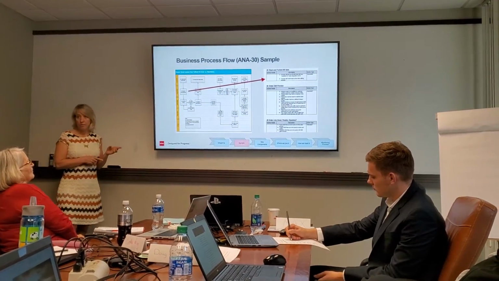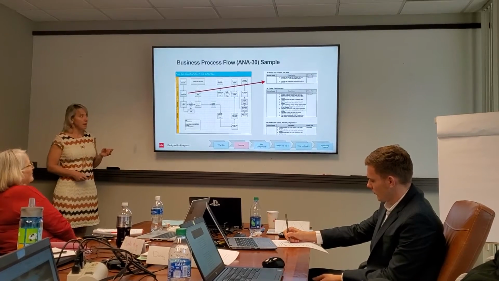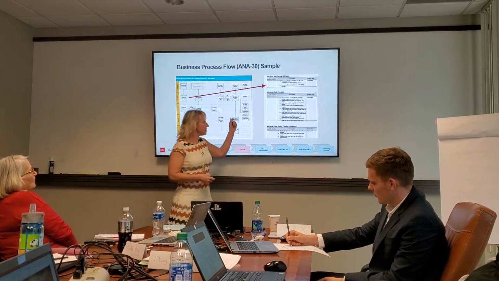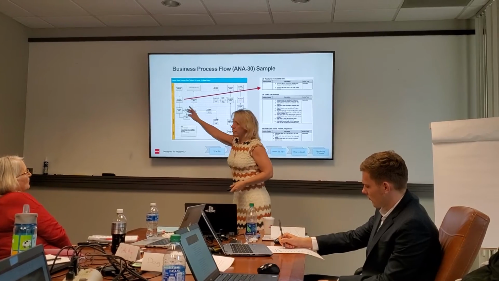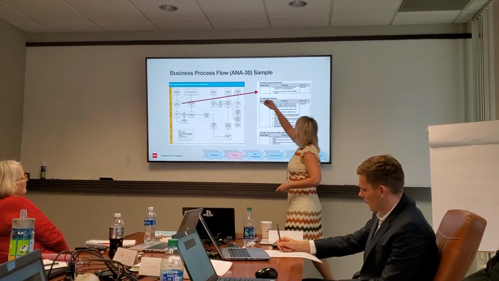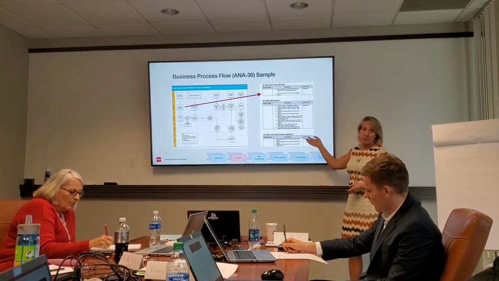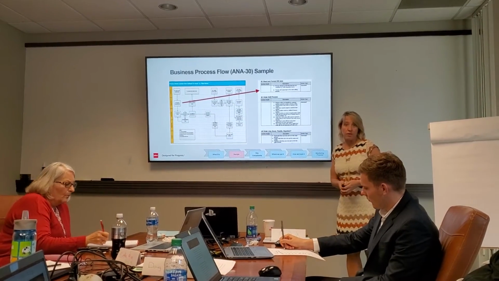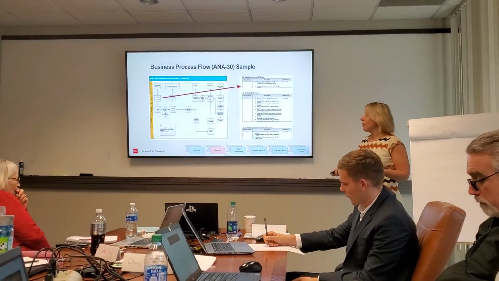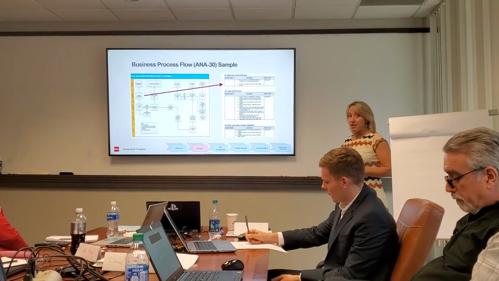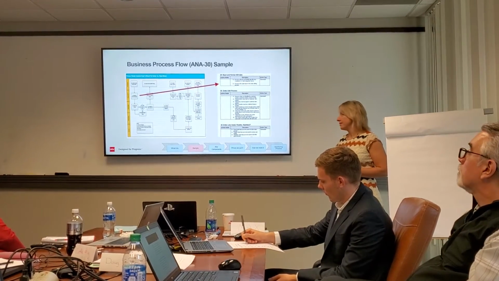This flow is complemented by a Word document, and you'll see if you have a box here, we'll put some more information in the Word document. So that's the gist of what a business process flow, or what we will call an ANA 30, will look like.